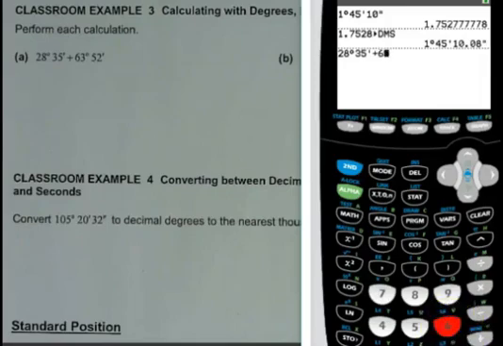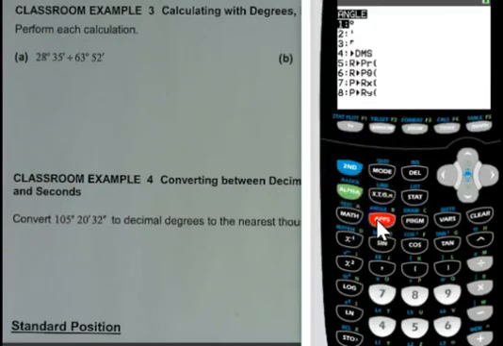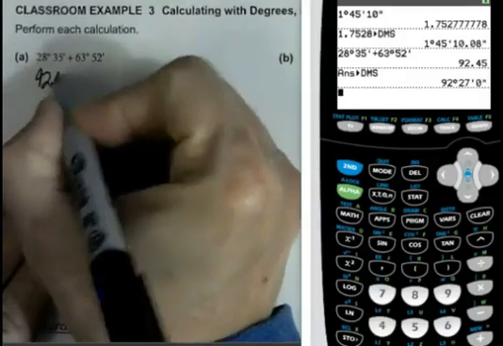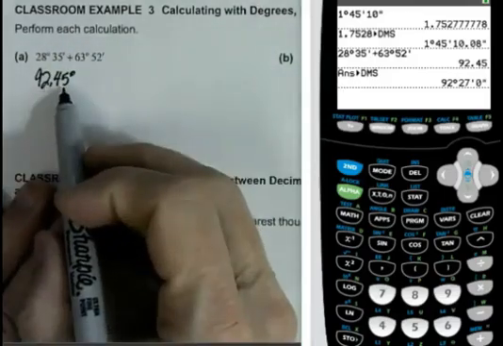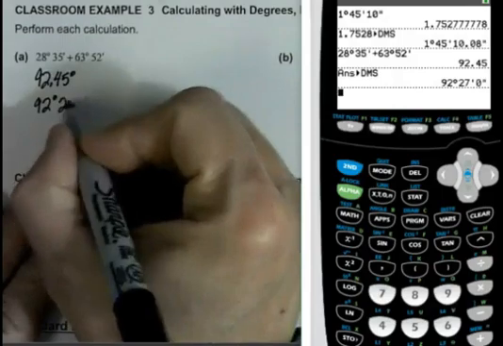and then plus, then 63 degrees, 52 minutes. When I press enter, it adds them. It gives me the answer as decimal degrees. So if I need to have this in my degrees, minutes, seconds notation, I would go back to that angle menu one more time, press 4 to get the DMS conversion, and that would convert it back to my DMS notation. So if I wanted this in decimal degrees, it would be 92.45 degrees. If I wanted it in degrees, minutes, seconds, it would be 92 degrees, 27 minutes.